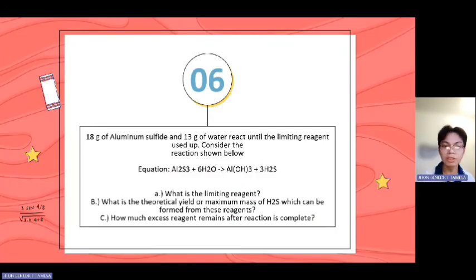For the sixth question, 18 grams of aluminum sulfide and 13 grams of water react until the limiting agent is used up. Consider the reaction shown below. The first needed answer is what is the limiting agent. Second, what is the theoretical yield or the maximum mass of H2S which can be formed from these reagents. And lastly, how much excess reagent remains after the reaction is complete.